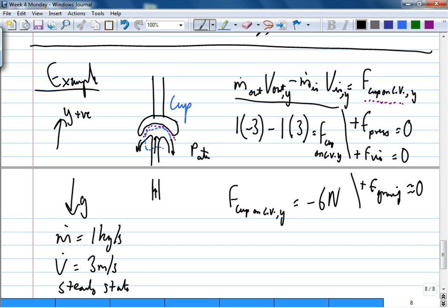Alright? So the cup is pushing the liquid down 6 newtons. Forces are in pairs, isn't it? They have an equal and opposite. So F liquid on cup is equal to 6 newtons. So in other words, the liquid is pushing the cup up 6 newtons. The cup is pushing the liquid down 6 newtons.